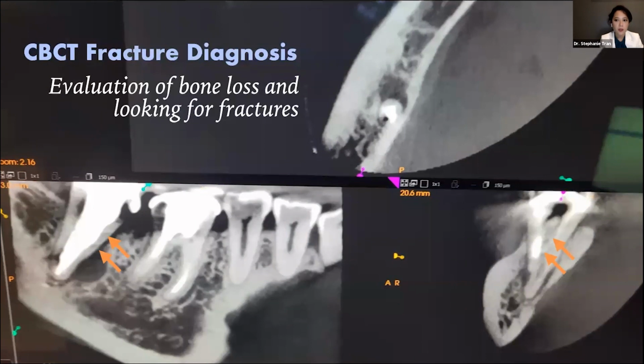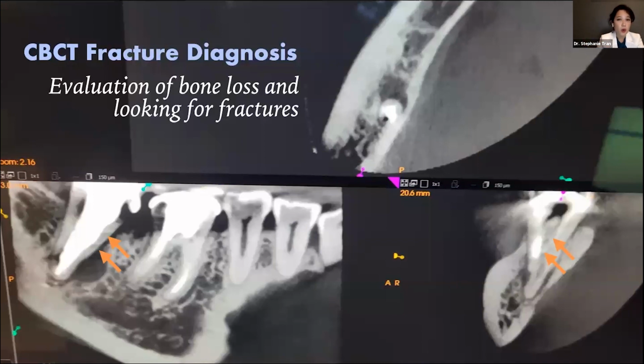That also makes sense because that's exactly where the widened PDL is, that's exactly where the start of this periapical radiolucency was localized, and it was in the mid-root area. So that's what helped me evaluate for a vertical root fracture in this case. Due to all these findings, I recommended extraction of this tooth as well, because of the poor prognosis.